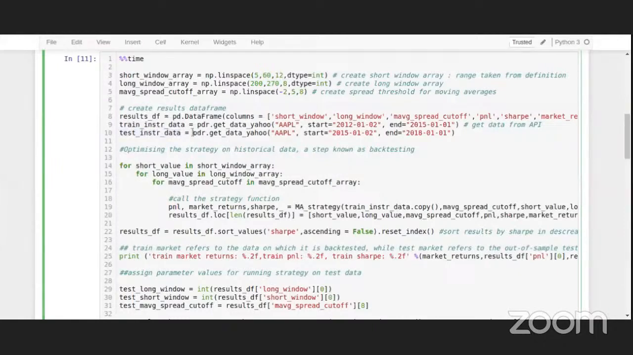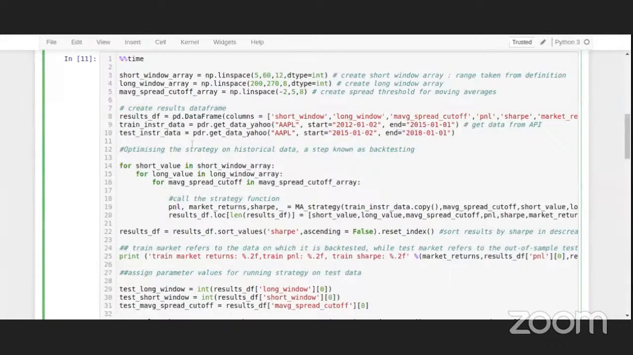In any machine learning model, this is how it goes. You have a test data and you have a training data. The algorithm learns the parameters over the training period, and then you test it out on the test data. You check the performance of your model on the test data. As you can see, the training data is running from 2012 till 2015, and the test data is running from 2015 till 2008.